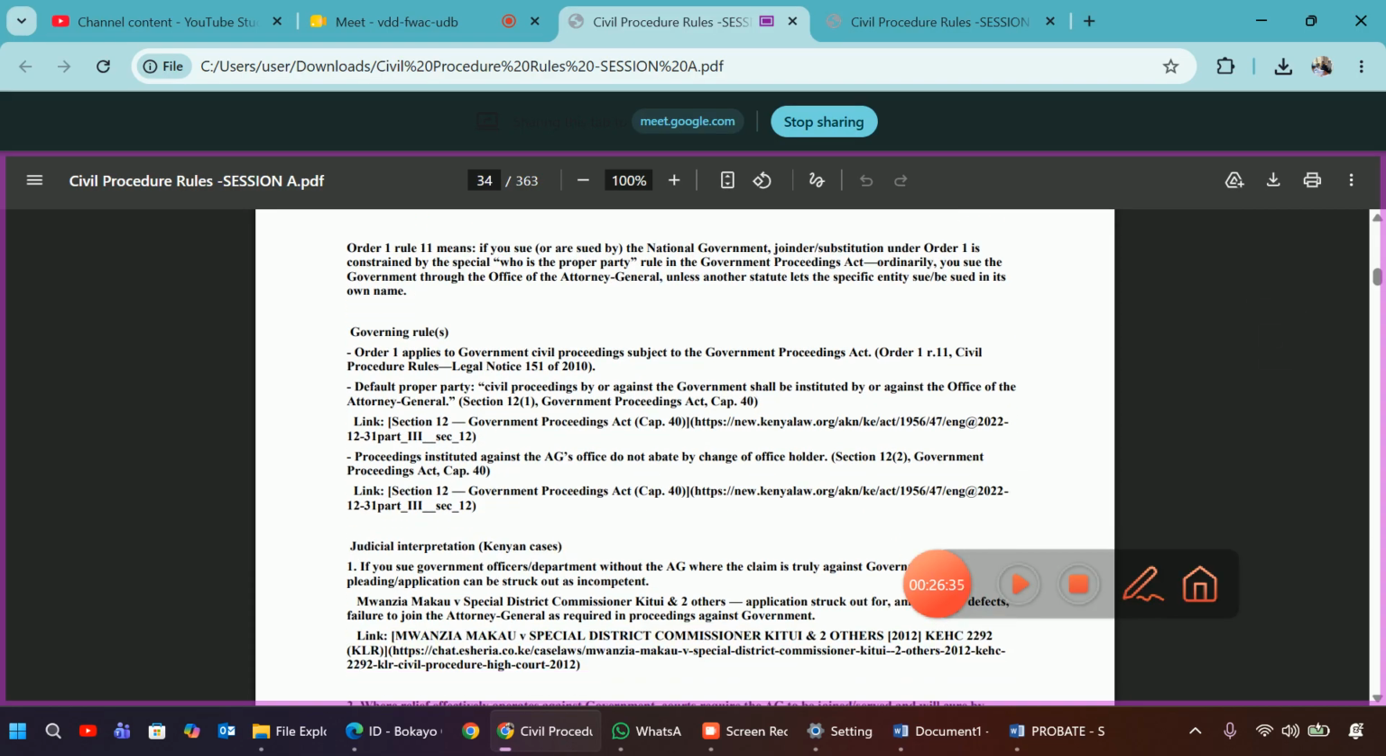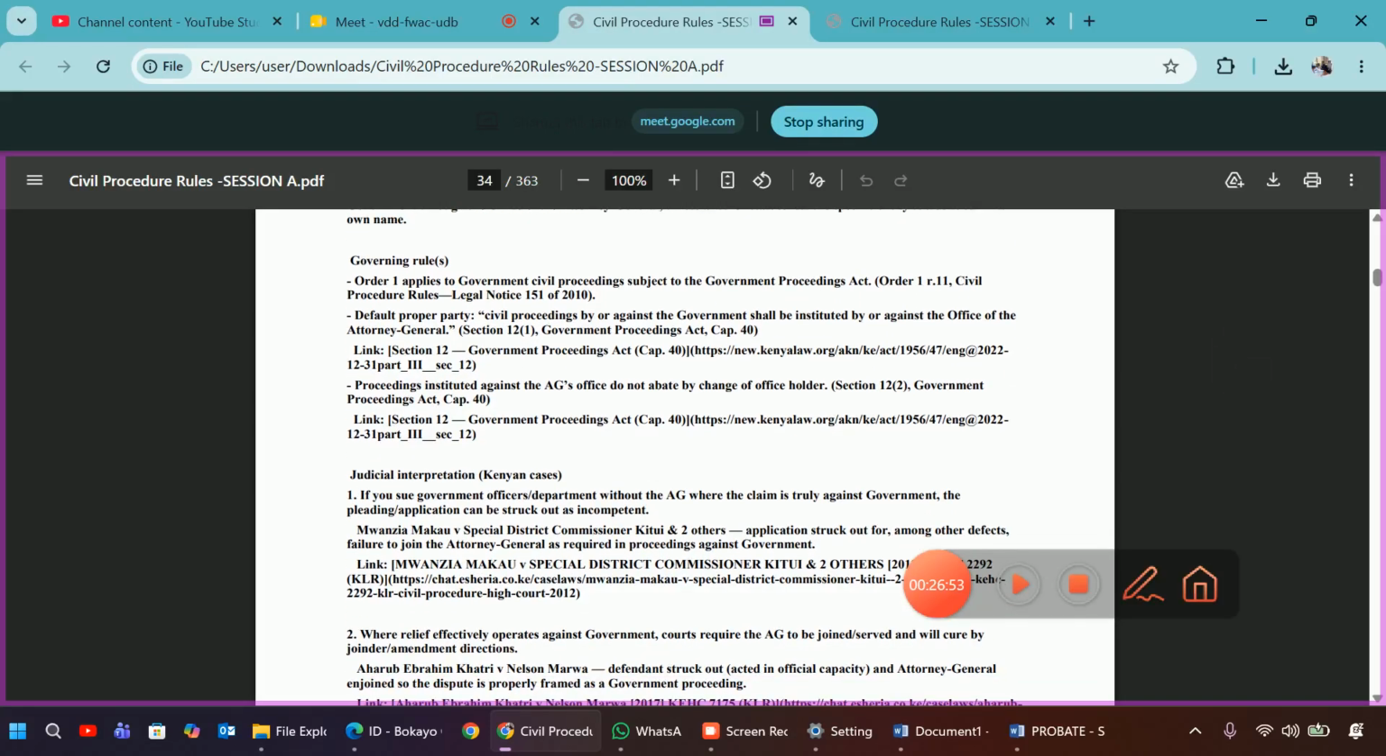So, governing rules: Order 1 applies to government civil proceedings subject to the Government Proceedings Act. Then, default proper party: civil proceedings by or against the government shall be instituted by or against the office of the AG. This is pursuant to Section 12 of the Government Proceedings Act. Then, proceedings instituted against the AG office do not abate by change of office holder. This is pursuant to Section 12(2) of the Government Proceedings Act.